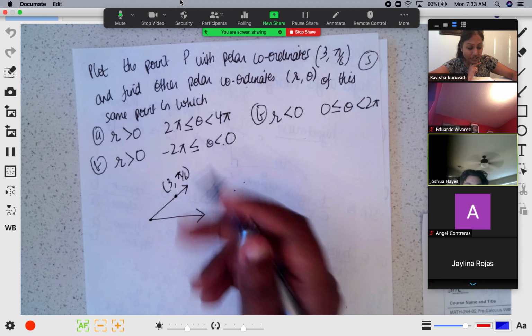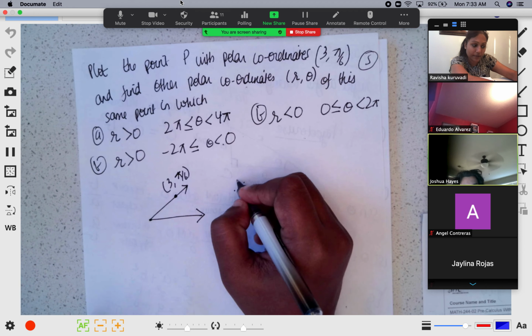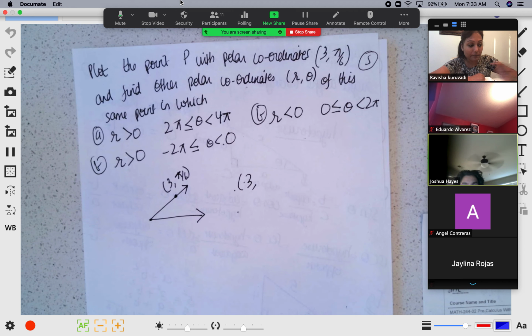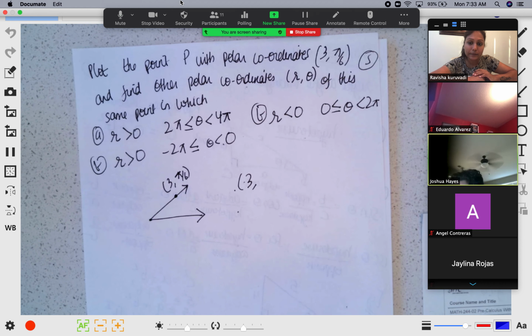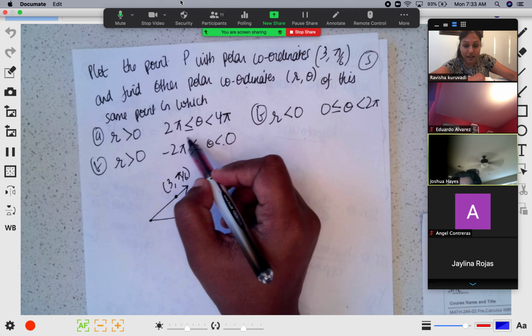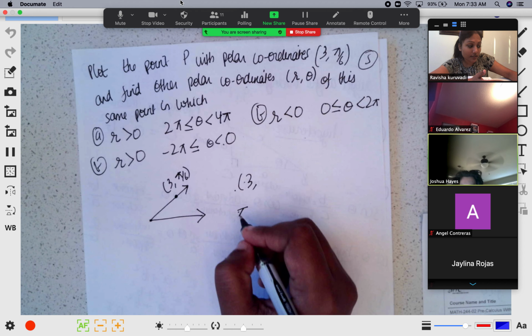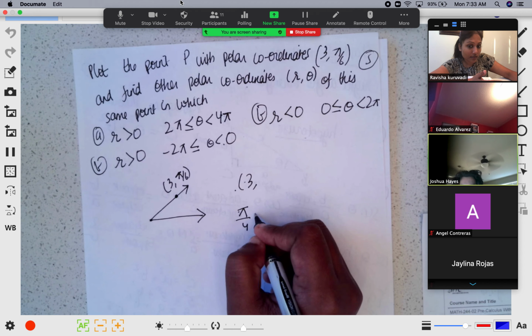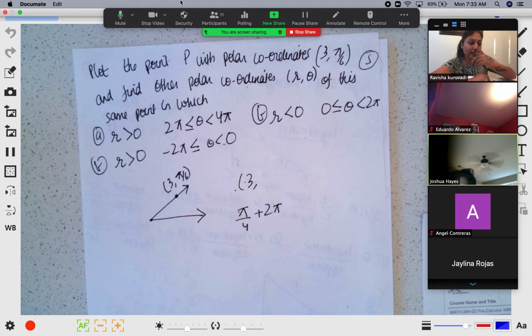R needs to be positive, so r will still remain 3. But my theta should be between 2 pi and 4 pi. How do I find that? You can do adding 2 pi and subtracting 2 pi. Since they want between 2 pi and 4 pi, to the original angle you add 2 pi.